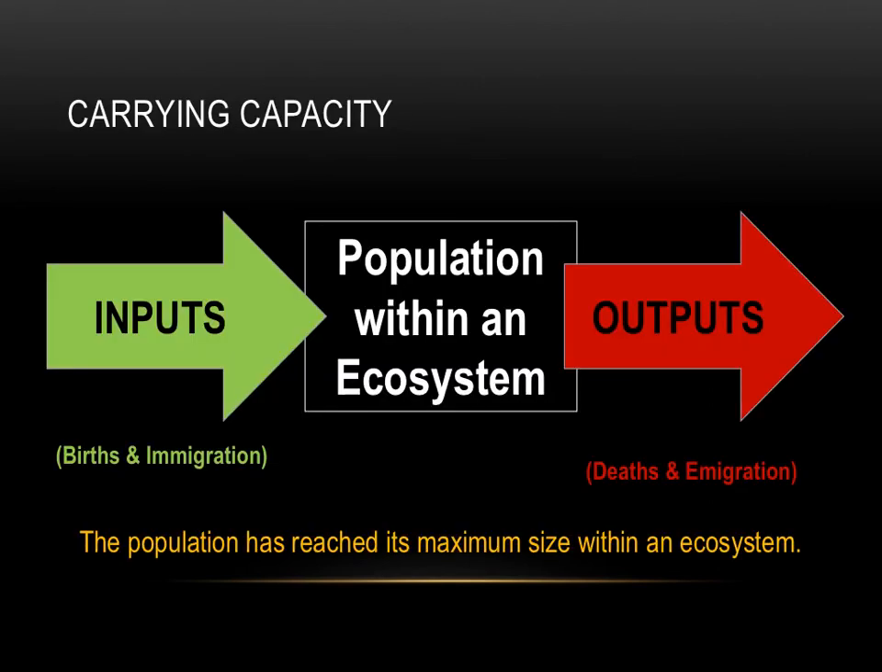Carrying capacity is the maximum number of organisms of a particular species that an ecosystem can successfully support. This means the inputs essentially equal the outputs. In other words, births and immigration, which are inputs, equal deaths and emigration, which are outputs. Though growth stops, the population size tends to stabilize at carrying capacity.